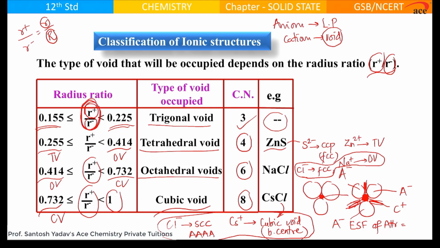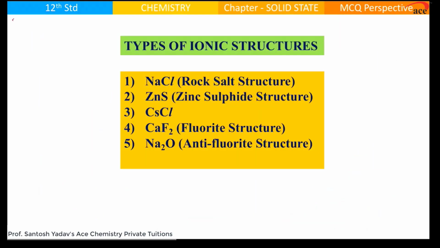So if the radius ratio is small, that means cation size is very small, then cation will go into smaller void. If radius ratio is large, that means cation size is large, then cation will go into slightly bigger void, and so on. You know, trigonal void is smallest and the largest void is cubic void. So that was basic information about ionic structures. We'll stop here only. Solid state, next part, types of ionic structures.